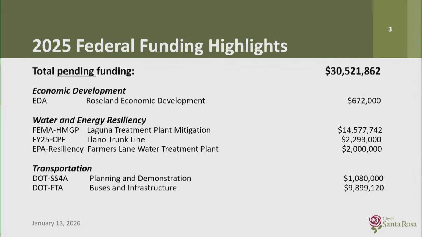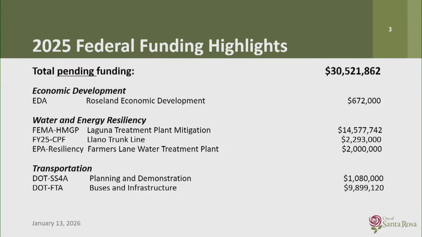Pending funding is about 30.5 million. We've got a number of projects that are still in the pipeline and being developed. First one you'll see is an economic development request for the Roseland area. A number of projects under water and energy resiliency. As I said earlier, the Llano trunk line looks like it's closer to being final, and we should know by the end of the week. A couple other competitive grant programs, projects are still out there, like Farmers Lane, and a couple of projects.